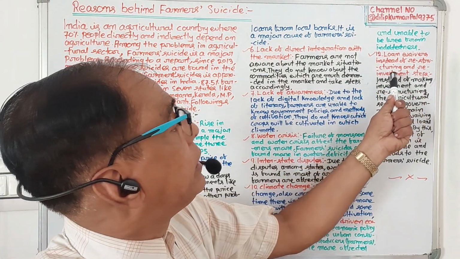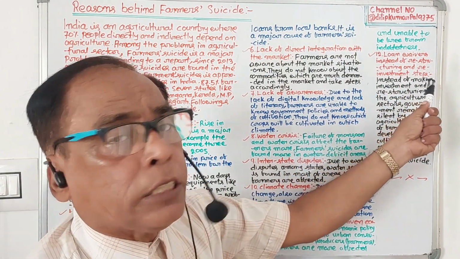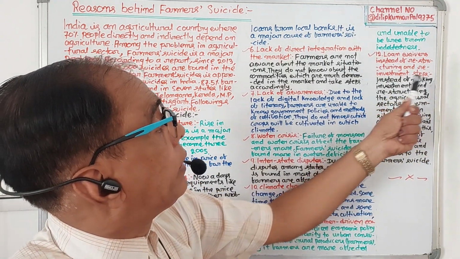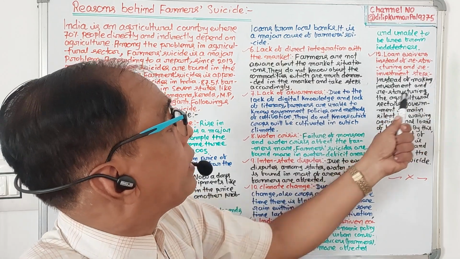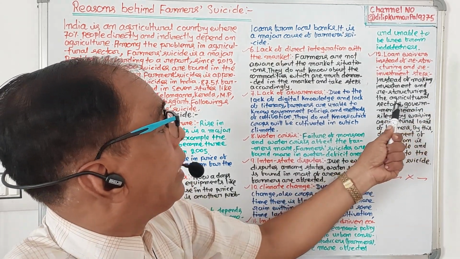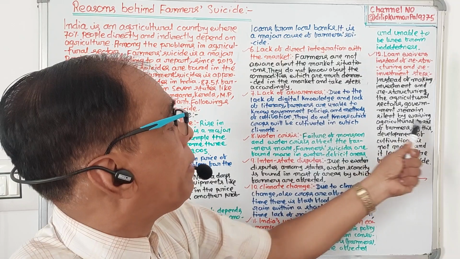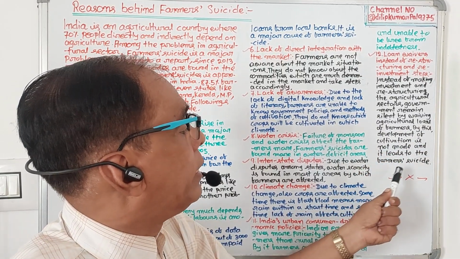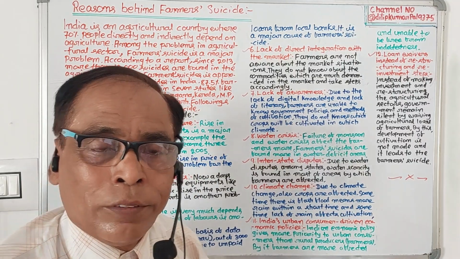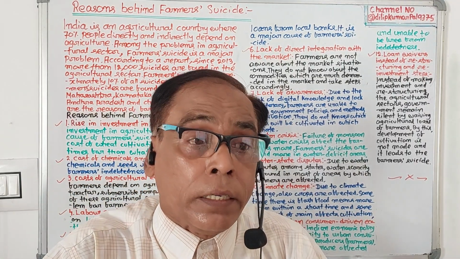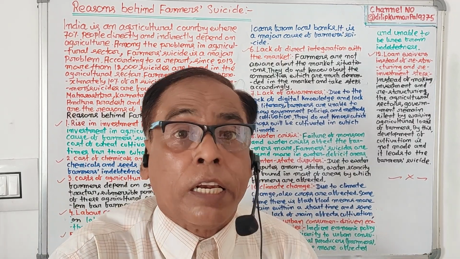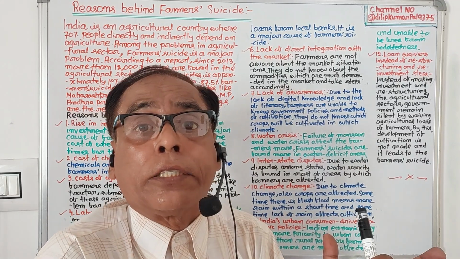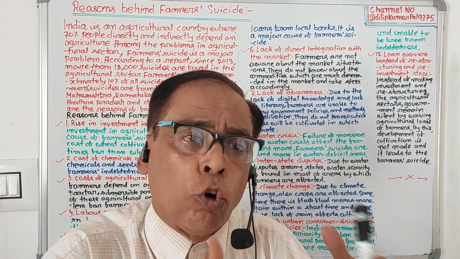Finally, loan waivers instead of restructuring and reinvestment steps. Instead of making investment and restructuring the agriculture sector, the government remains silent by waiving agriculture loans of farmers.